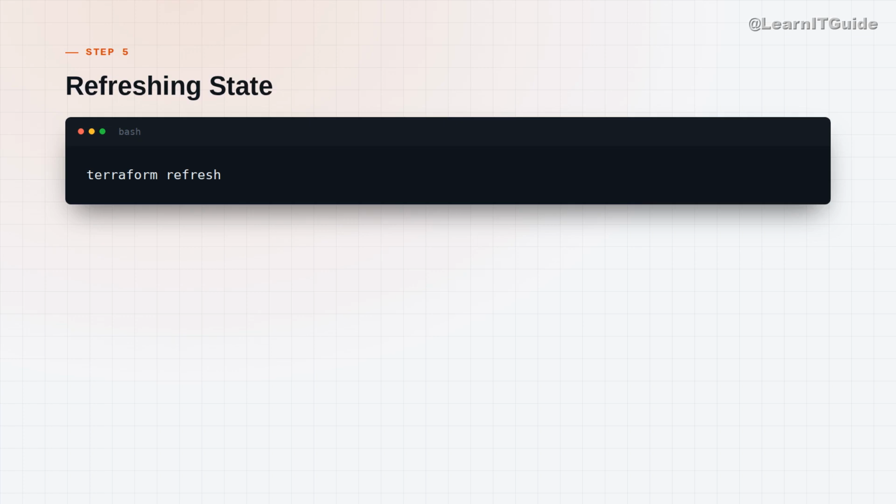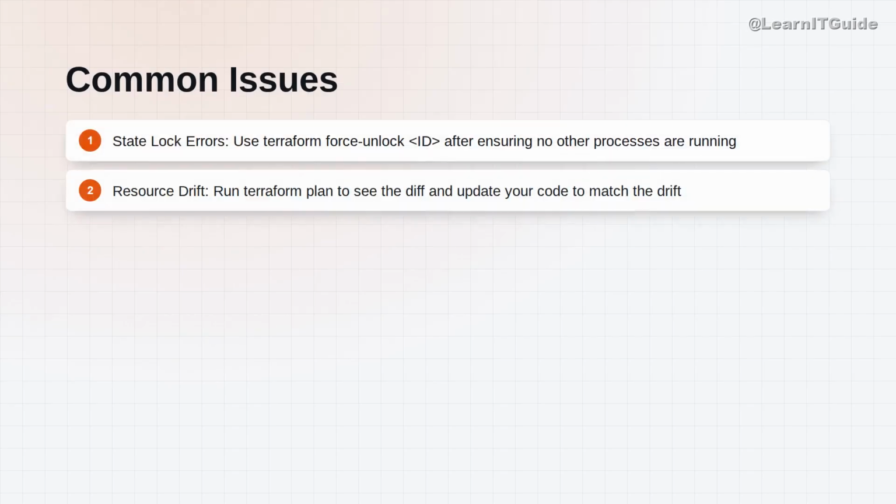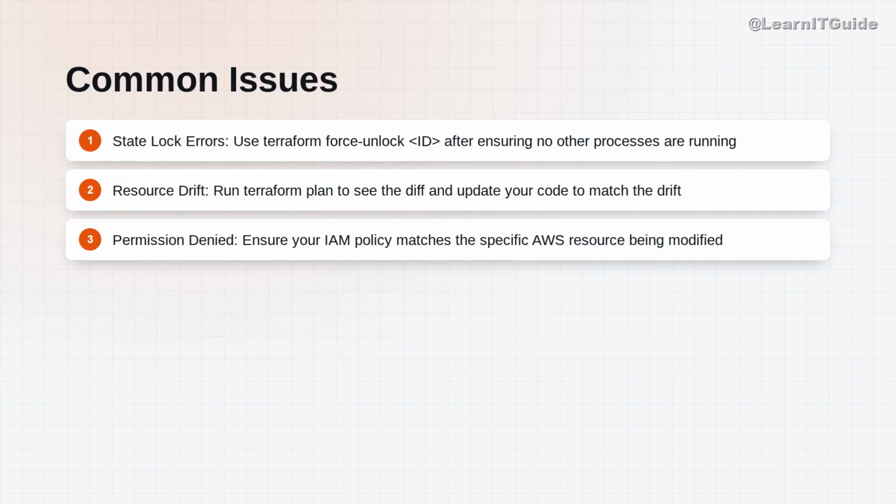If the refresh shows changes you did not initiate, it is time to perform a code cleanup. Things will go wrong. First, state lock errors happen if Terraform crashes mid-run. You can use force unlock to clear the lock, but only do this if you're absolutely sure no other pipeline is running. Second, resource drift occurs when someone modifies AWS resources manually.